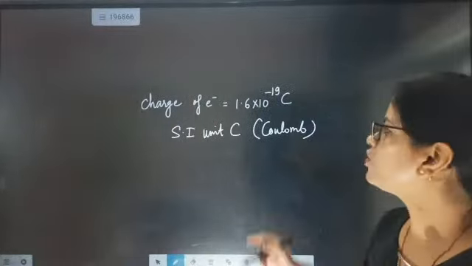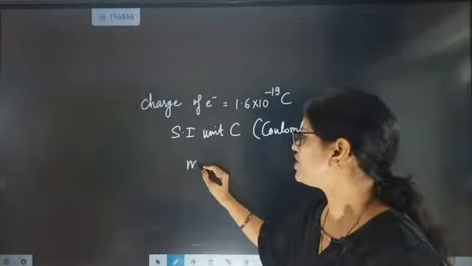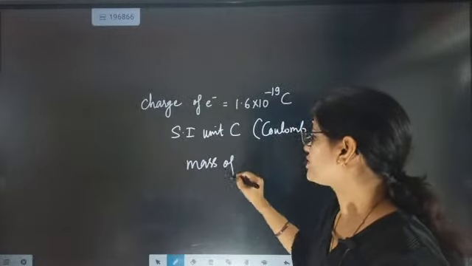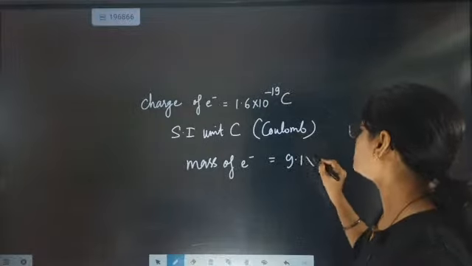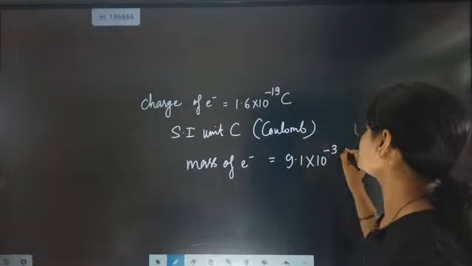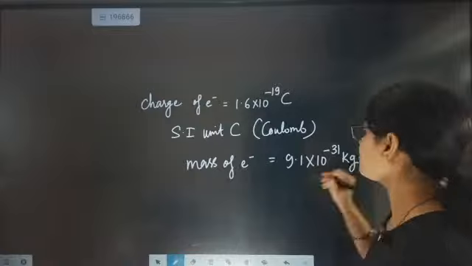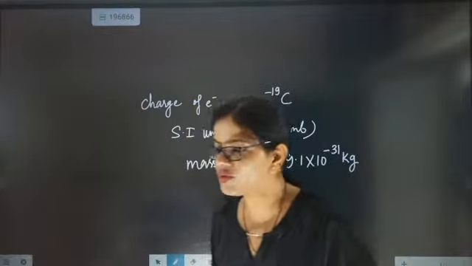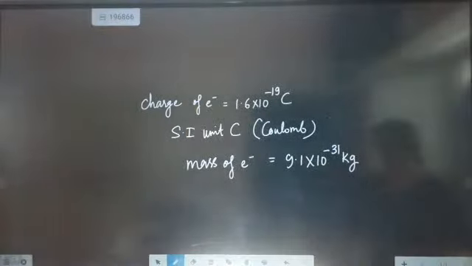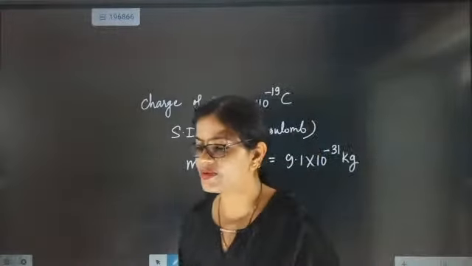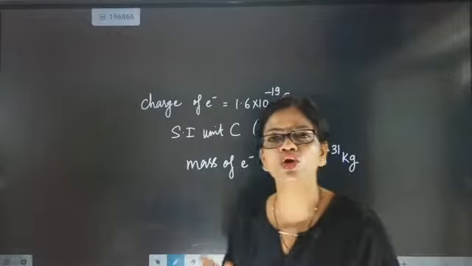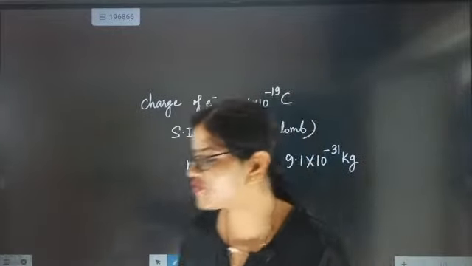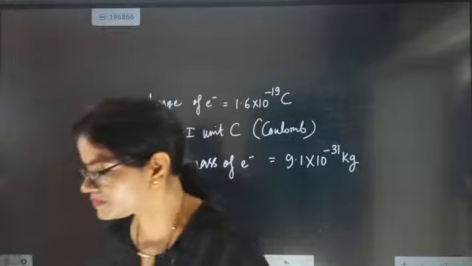Now next we are going to study the mass of electron. So the mass of electron is exactly 9.1 into 10 to the power minus 31 kg. Yes, coulomb is the SI unit of charge. When you study in class 10th, at that time you will understand that C stands for coulomb.